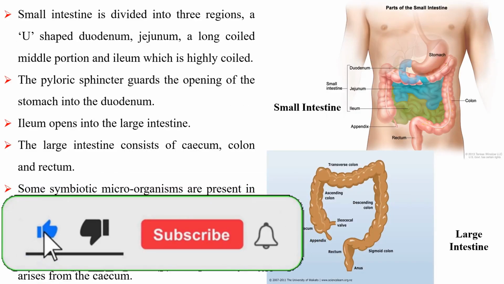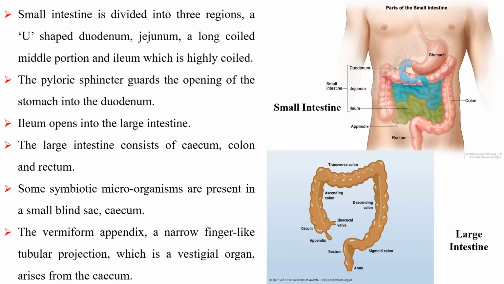Small intestine is divided into three regions: a U-shaped duodenum, jejunum, a long coiled middle portion, and ileum, which is highly coiled. The pyloric sphincter guards the opening of the stomach into the duodenum. Ileum opens into the large intestine. A large intestine consists of cecum, colon, and rectum. Some symbiotic microorganisms are present in a small blind sac called cecum. The vermiform appendix, a narrow finger-like tubular projection, which is a vestigial organ, arises from the cecum.